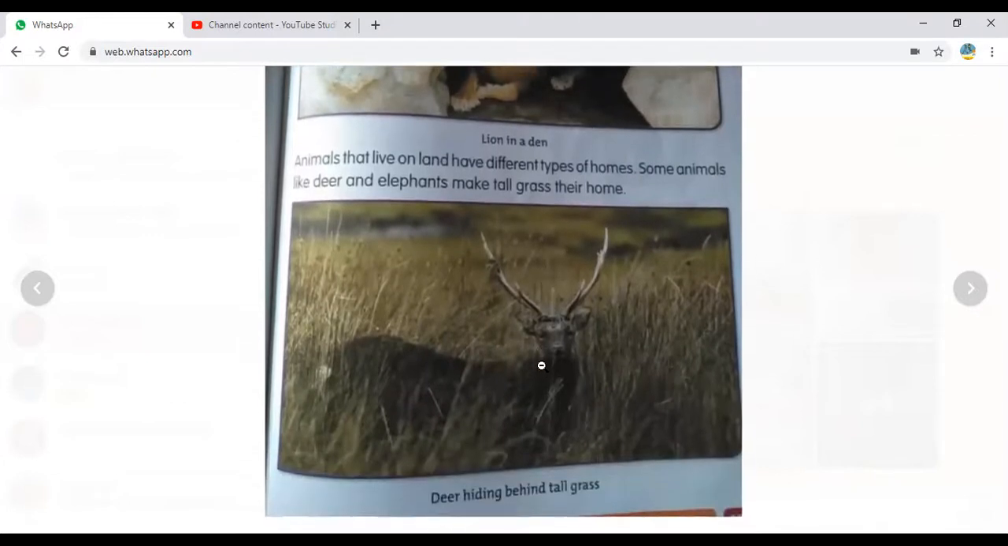Now next point, animals that live on land have different types of houses.